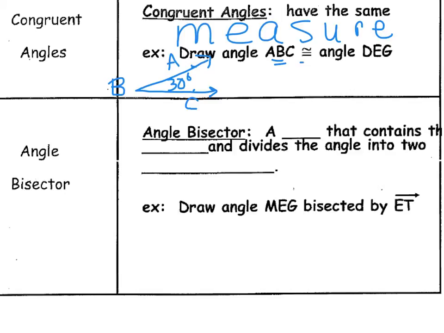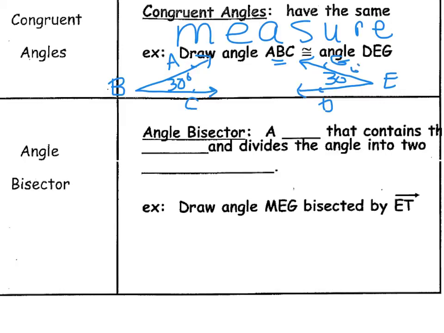Now, it doesn't matter which way you face your angle. So this one I'm going to draw pointing this way. The vertex has to be E, and one of the rays is ED, and the other ray is EG. Now, this one is also 30 degrees.